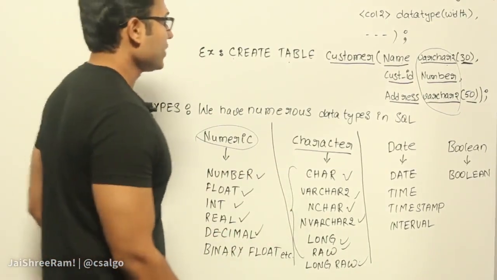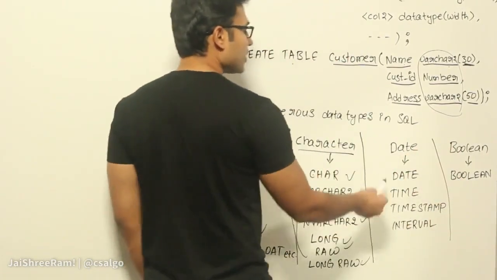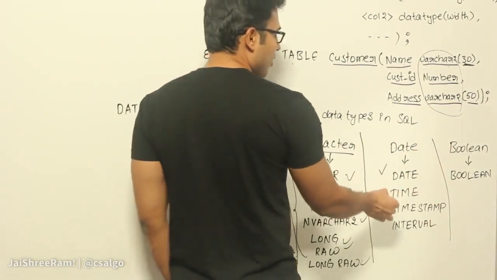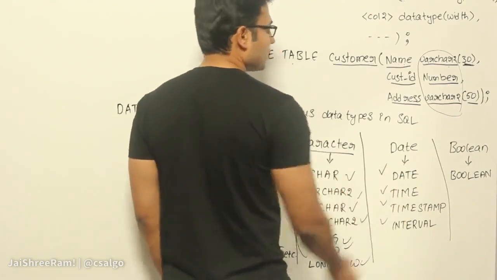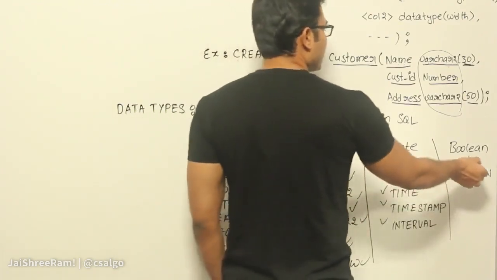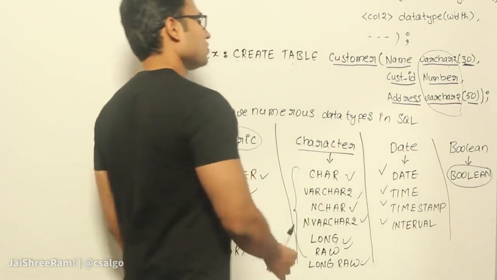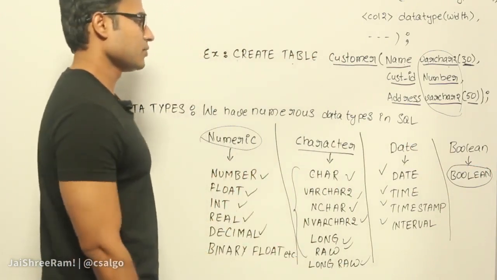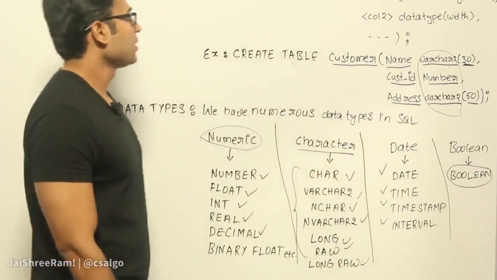And the next one is date. In order to save the date, again we have various formats. We can use the date format, or we can use the time data structure, or timestamp, or interval. And also you can sometimes have boolean. So the boolean data type is also used for some attributes. In that case we are going to use boolean. Got it?